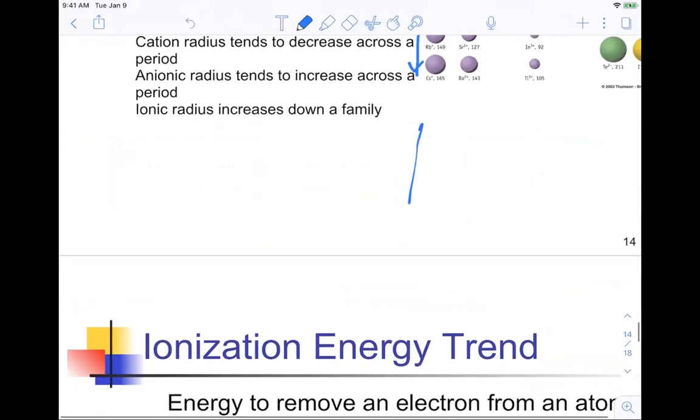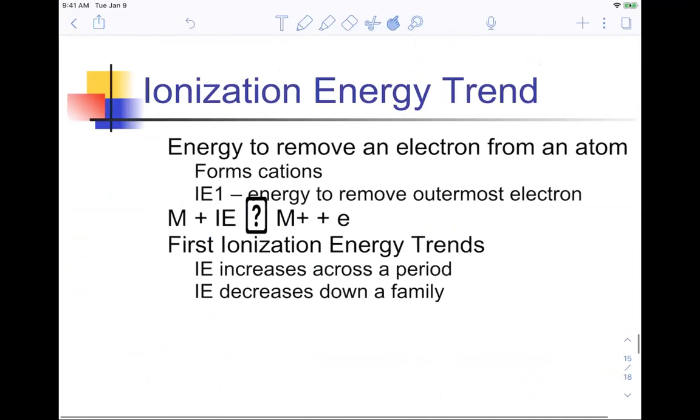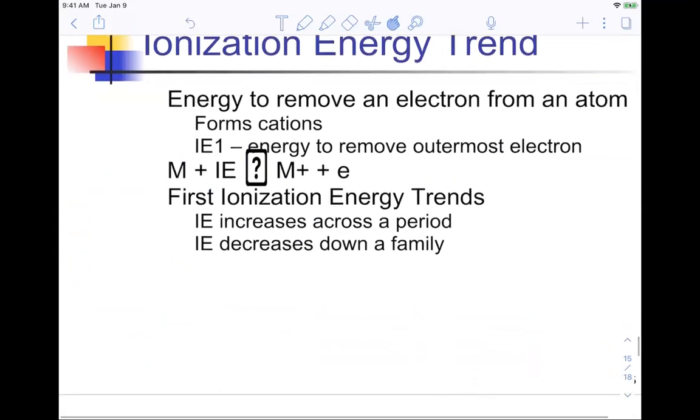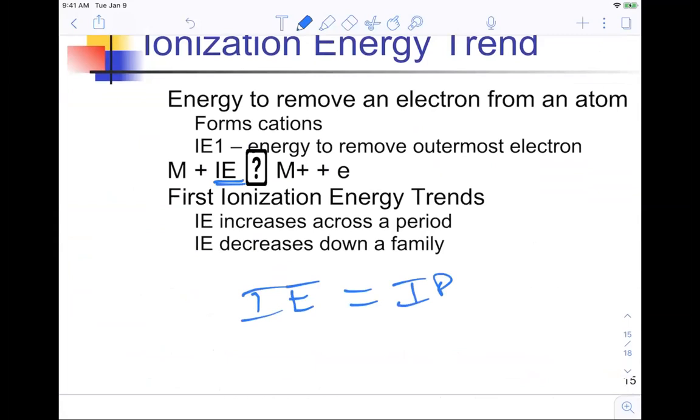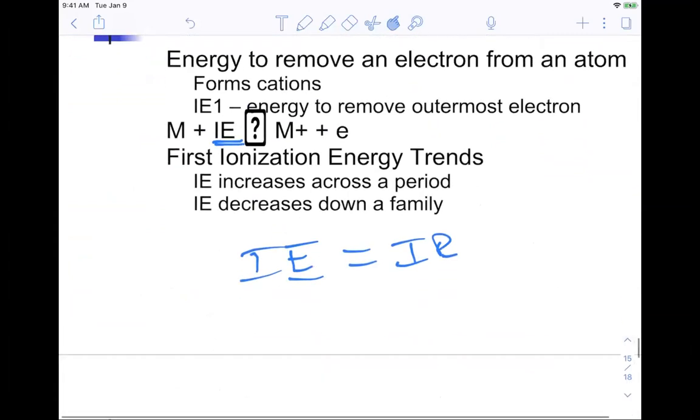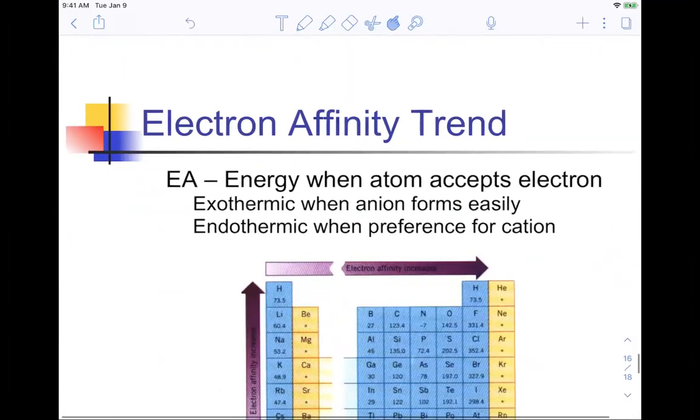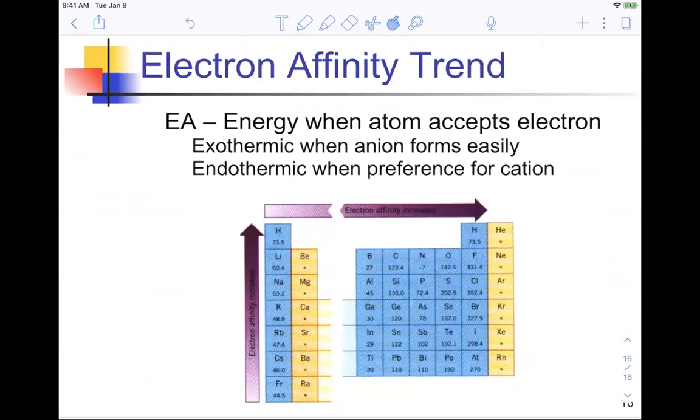So if we look at ionization energy, right? Oh, by the way, IE is the same thing as IP. I called it ionization potential, ionization energy. They're the same thing, all right? So it gives you the definition there. They increase going across, they decrease going down, but now you know why that is, right? Electron affinity, same story. It increases going up and it increases going to the right.